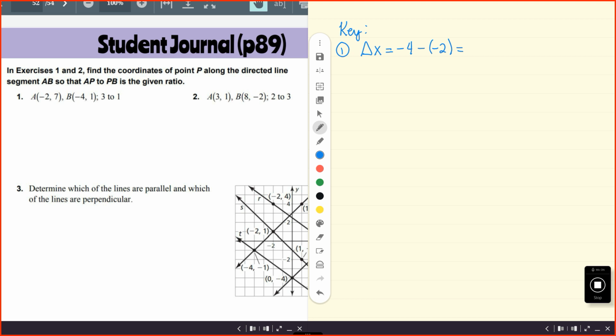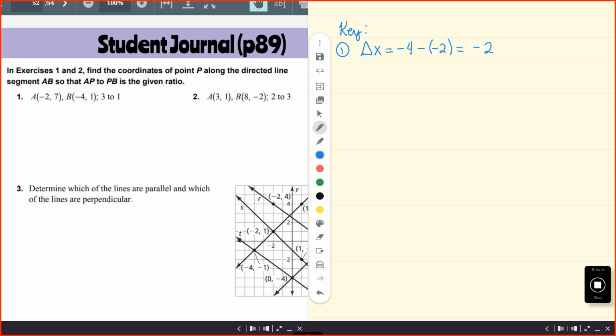You see how this is so prone to errors? A lot of students write it as negative 4 minus 2, and then they lose one negative sign, and that changes the answer big time. So be very careful. Negative 4, take away negative 2. Final answer? Negative 2. That's perfect.